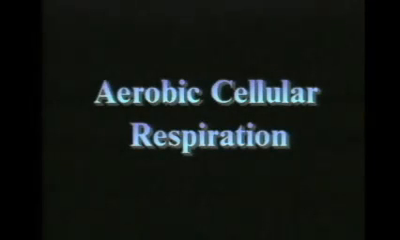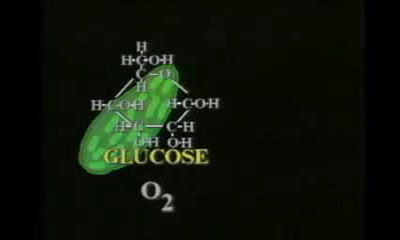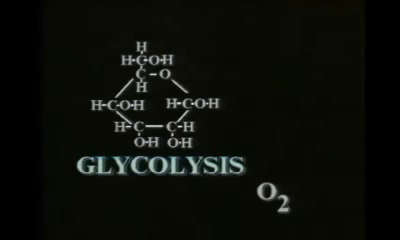comprise aerobic cellular respiration. In our plant cell, glucose and oxygen travel out of the chloroplast and into the cytoplasm. Here, the first stage of cellular respiration begins with a series of reactions called glycolysis.